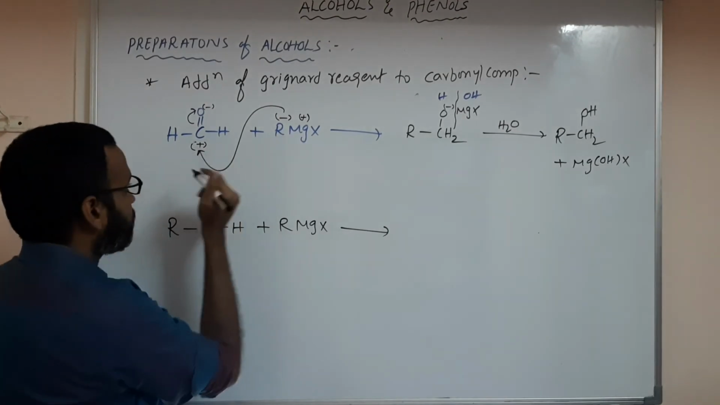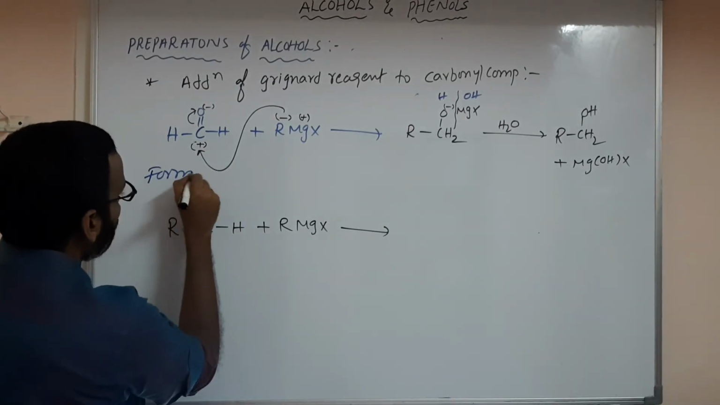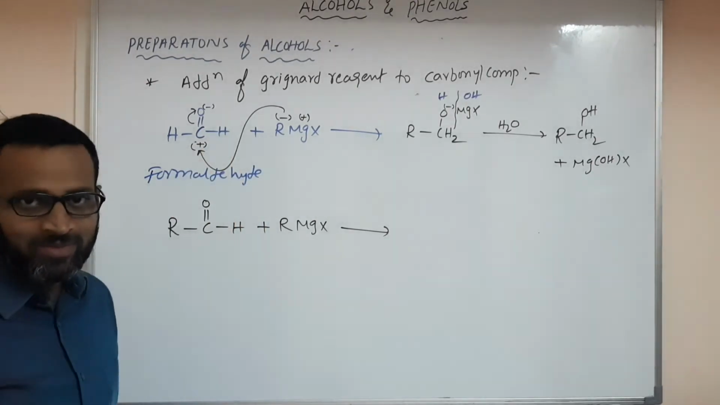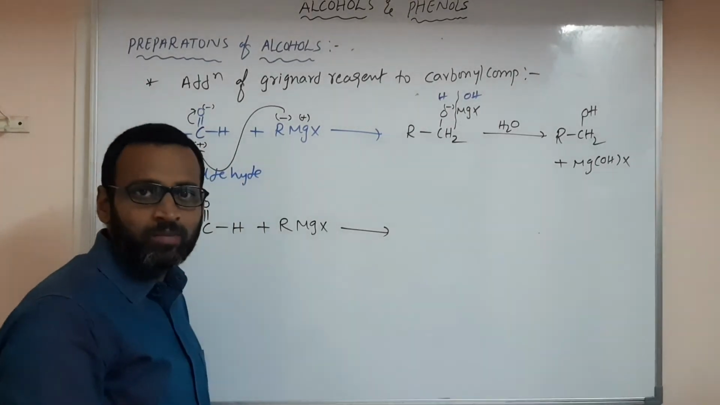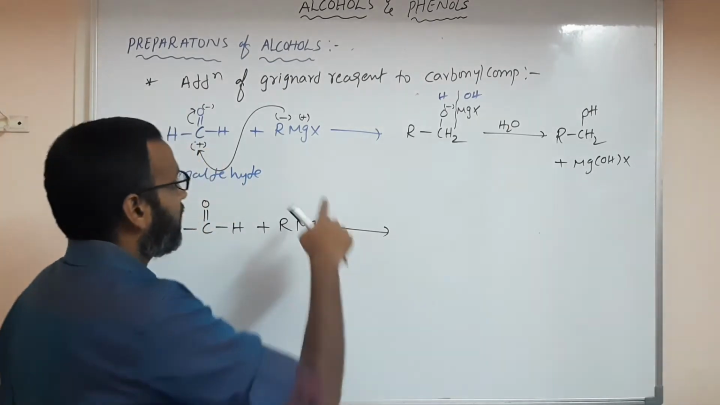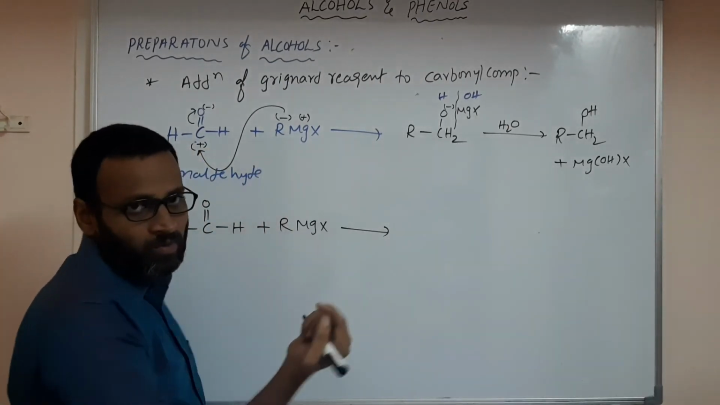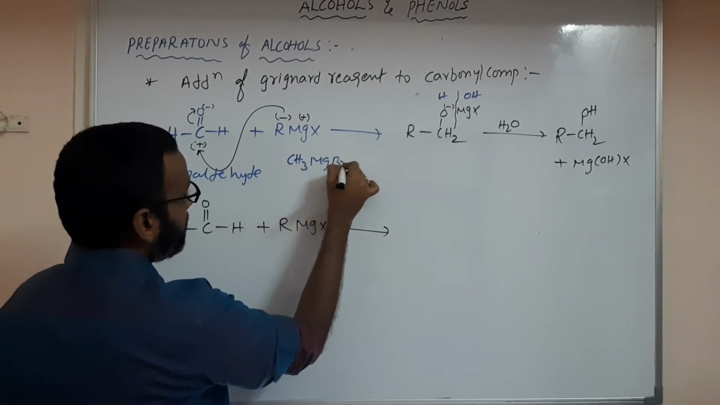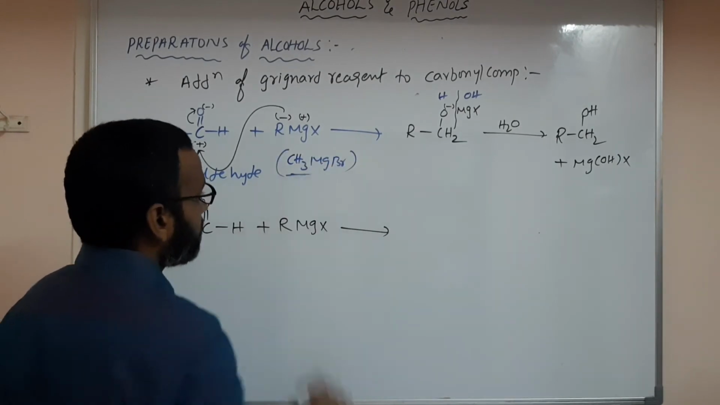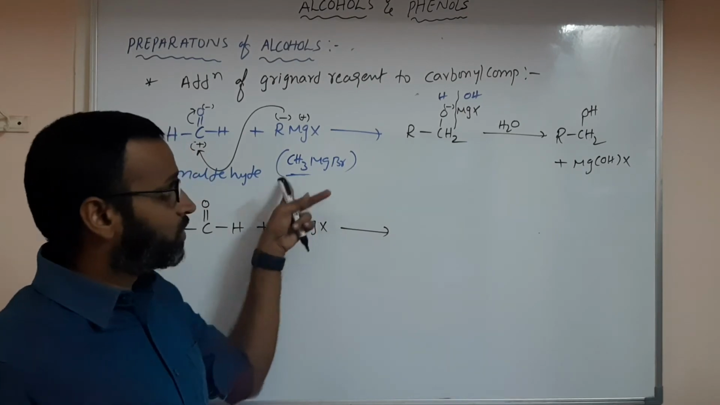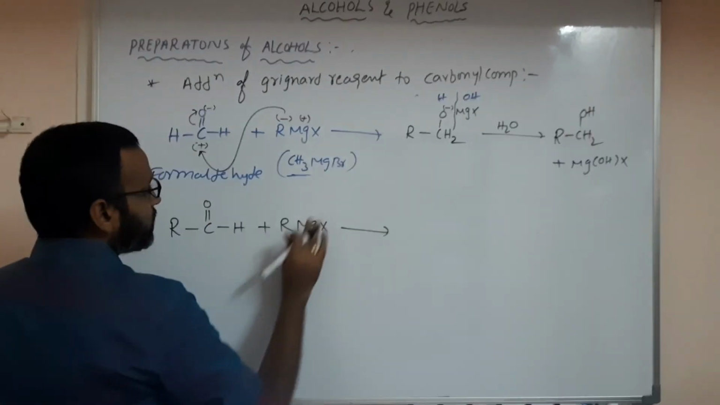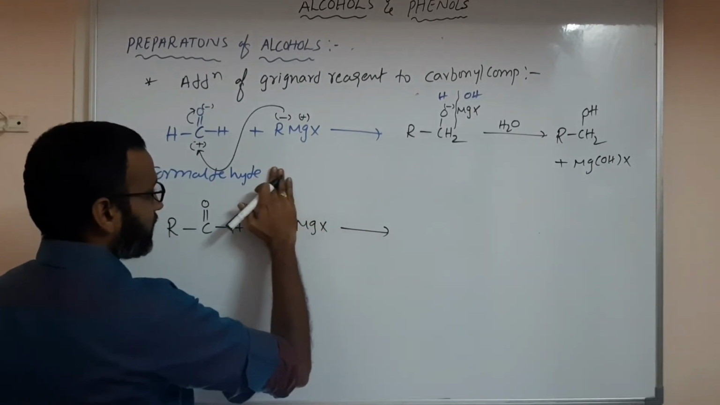This is formaldehyde. Formaldehyde has minimum one carbon, and this RMgX has minimum one carbon. Suppose I am using CH3MgBr, methyl magnesium bromide. Here I have one carbon, here one carbon. So with a total of 2 carbons I have the product here. So that's what I am telling. There is no need of this, but generally you write it down.